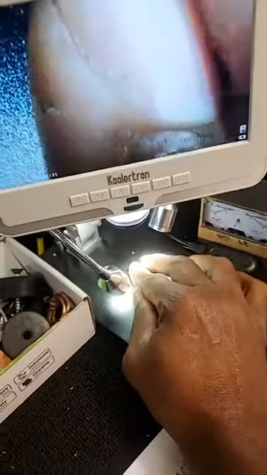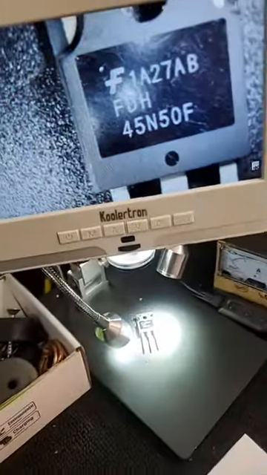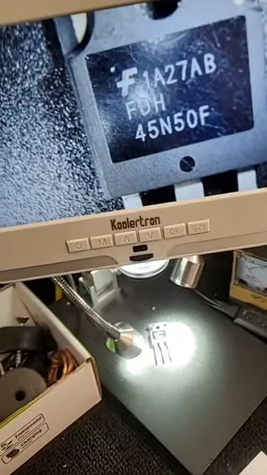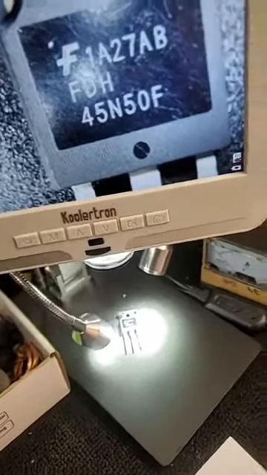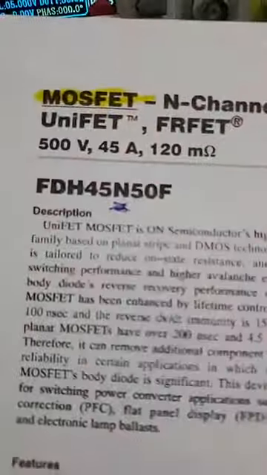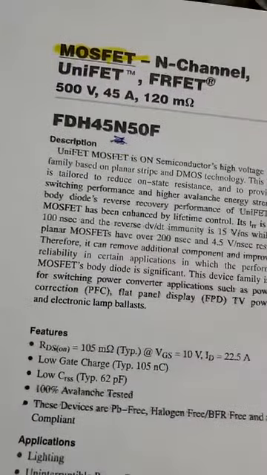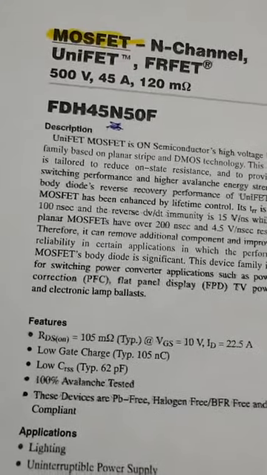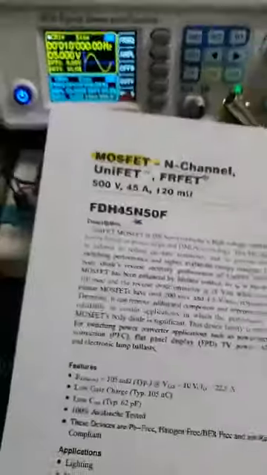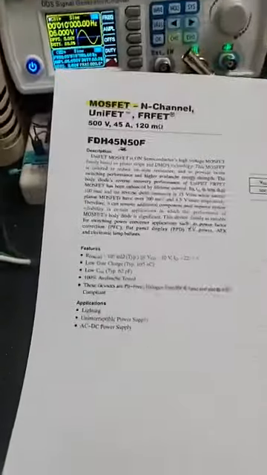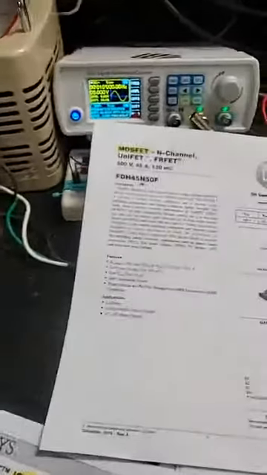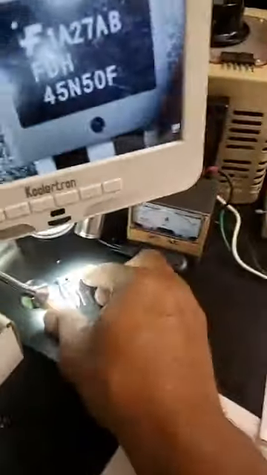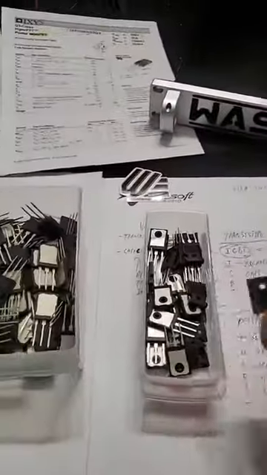So under the microscope, you can see the part is FDH45N50F, right? And that's the one I was just talking about, FDH45N50F. Not to give any trade secrets away, but this transistor is what's used in PowerSoft amplifiers in the output stage. That's the only little secret piece of information I'm giving away in this video. I'm not trying to tell everybody everything, but that's the MOSFET that's used in the output stage, okay? So that's one, and put it back in the right bin.